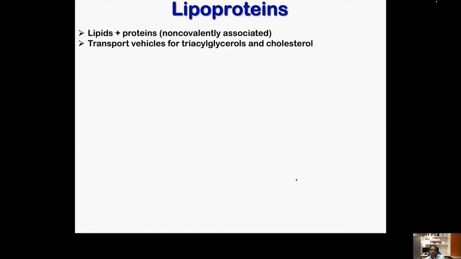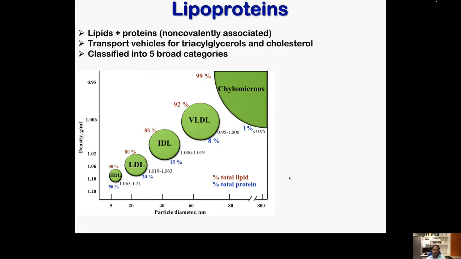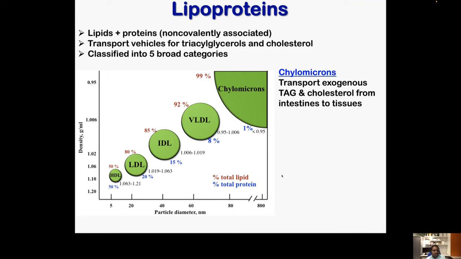So these cargo vehicles are really important to transport the triacylglycerols and the cholesterol across the body, because every single cell needs triacylglycerol and cholesterol. So in order to transport, we need cargo vehicles, and that's where these lipoproteins come in. So the main job of lipoproteins is to transport these molecules, triacylglycerols and the cholesterols. So lipoproteins are broadly classified into five classes. Okay, so we are going to talk about each class.